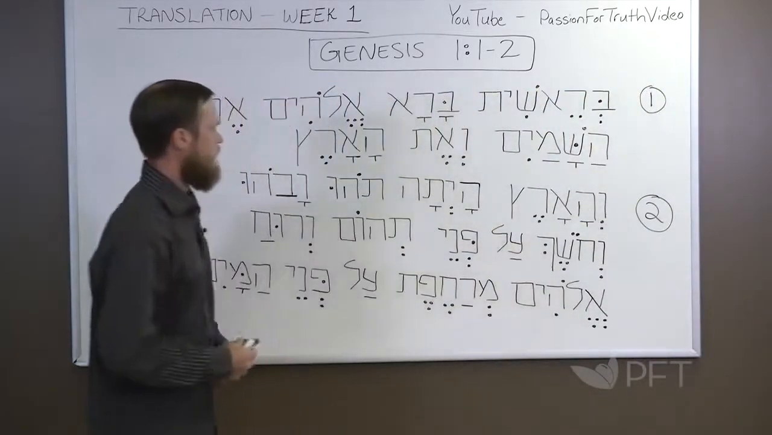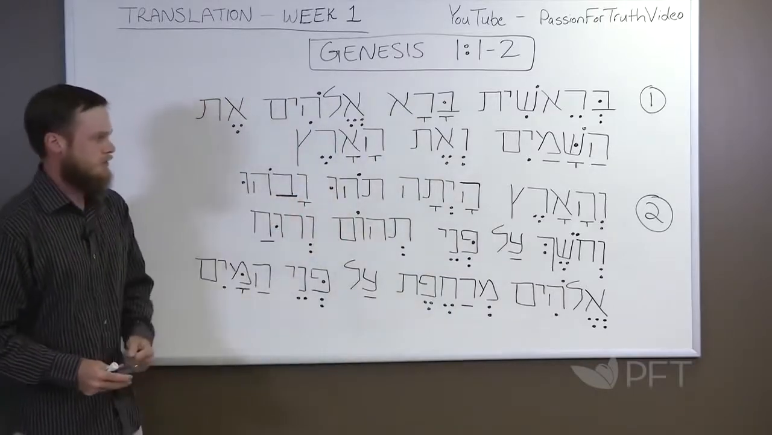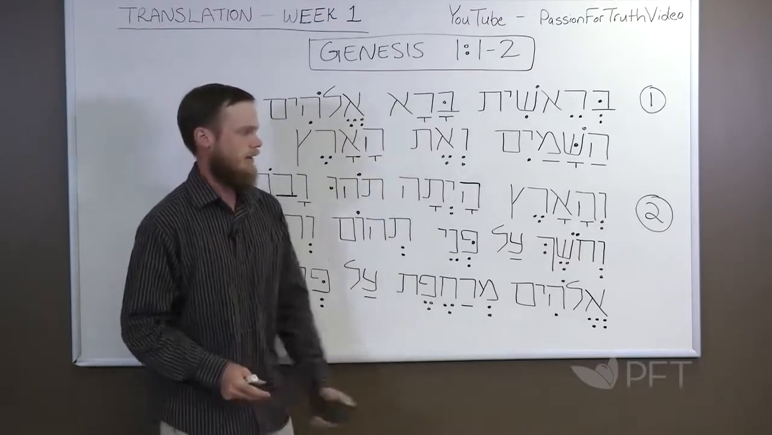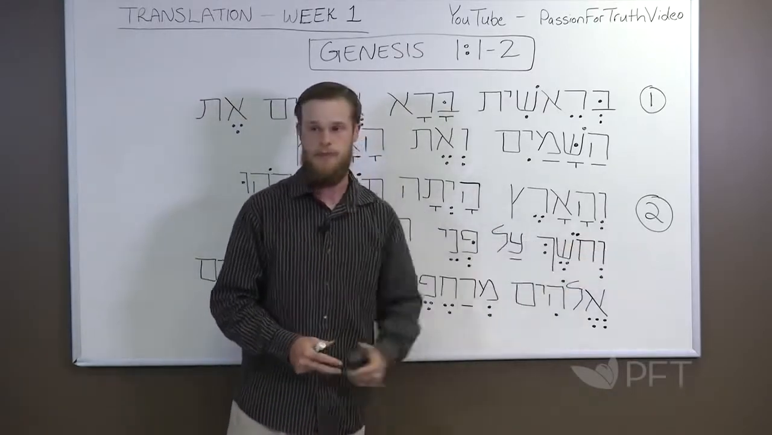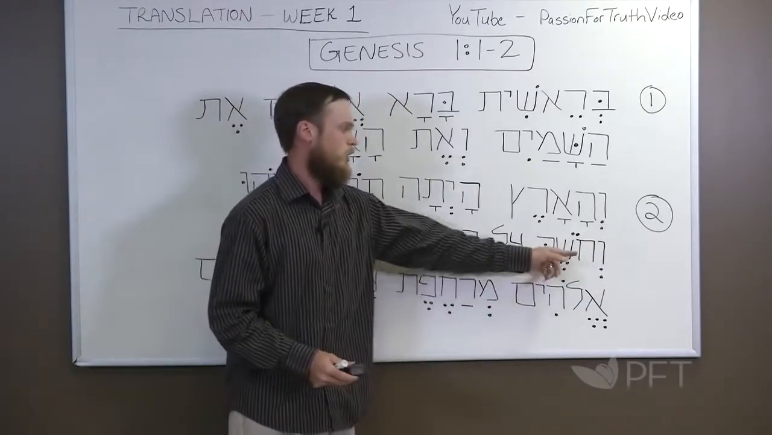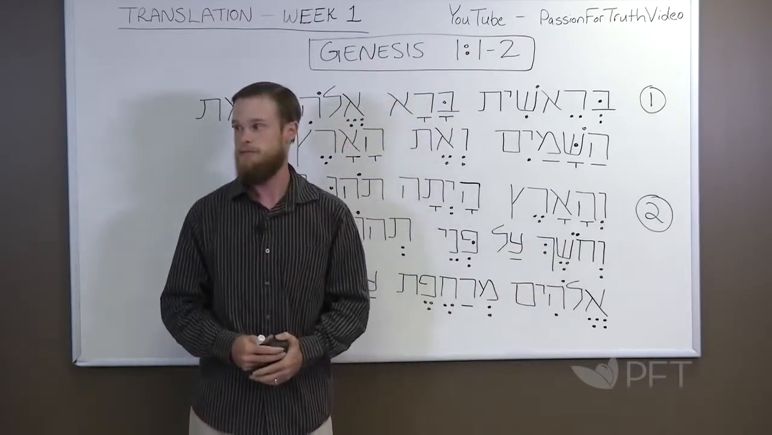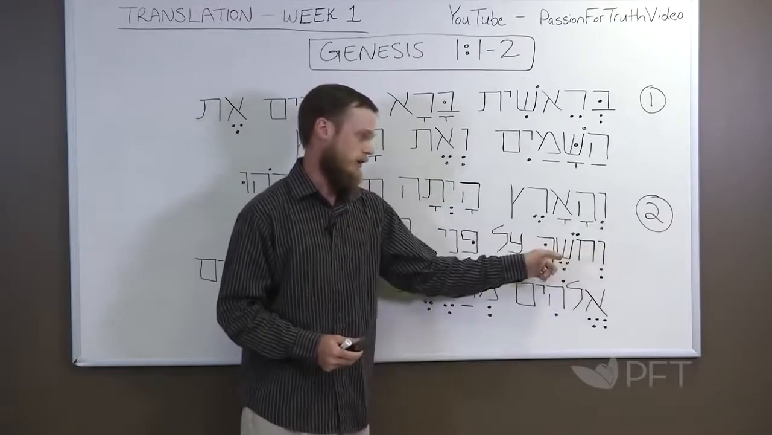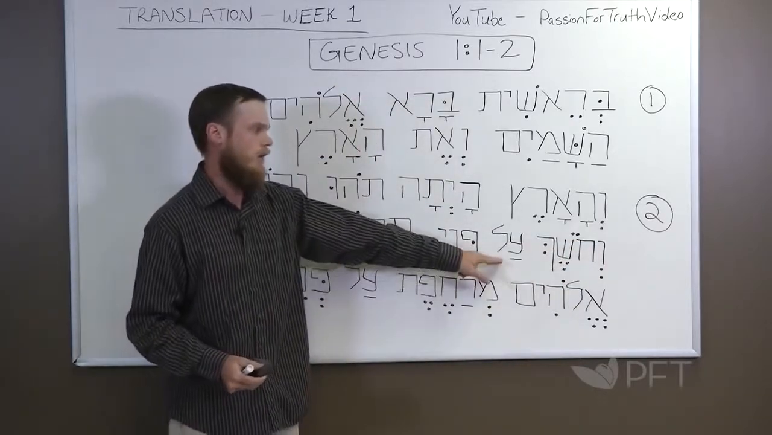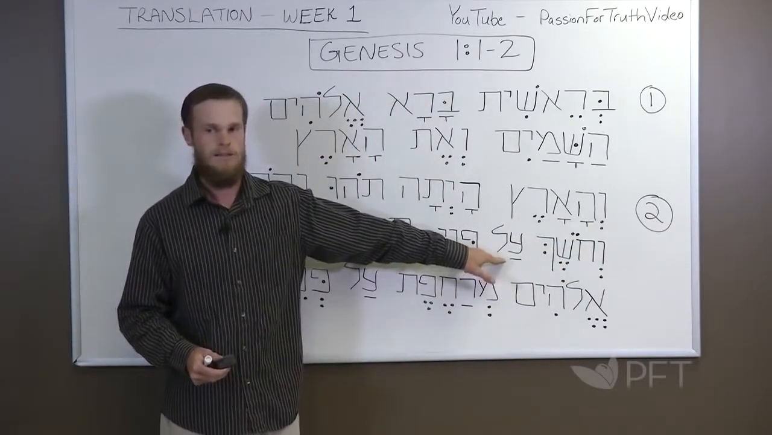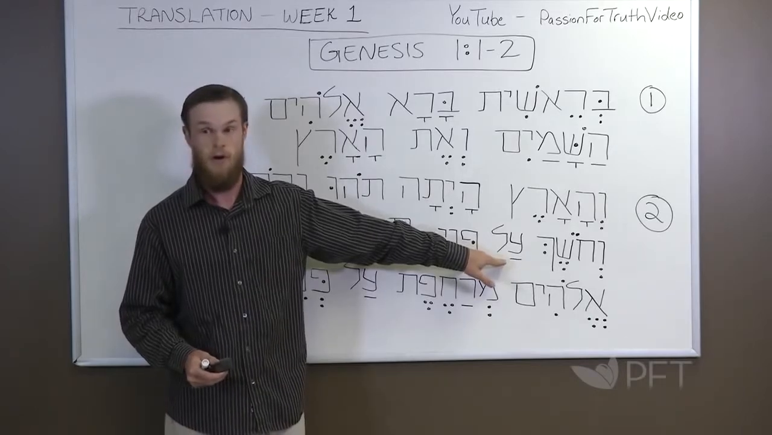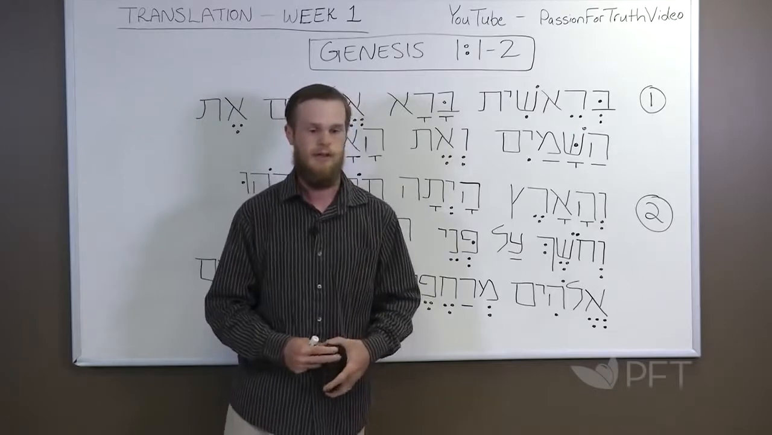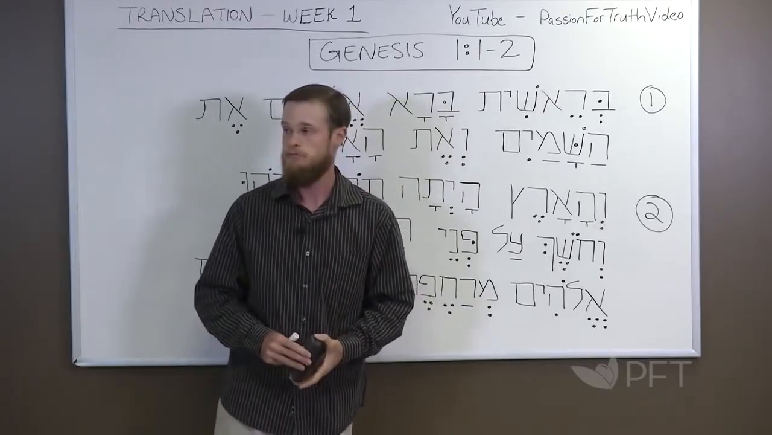So the earth was a wasteland, an empty place. V'choshech. Again, we've got our vav at the beginning, so "and." Choshech is darkness. And darkness. Al is our preposition. That means on or over or above. Most translations say upon.